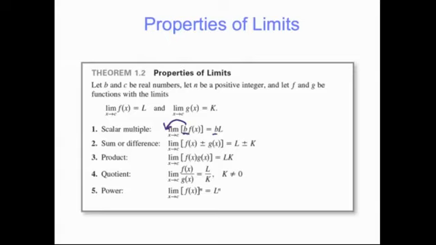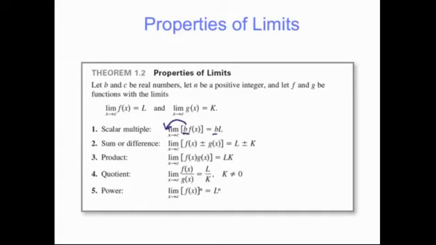The third property is the product property. This property says that the limit as x approaches c of f of x times g of x is equal to the limit as x approaches c of f of x times the limit as x approaches c of g of x. In other words, the limit of the product is equal to the product of the limits.